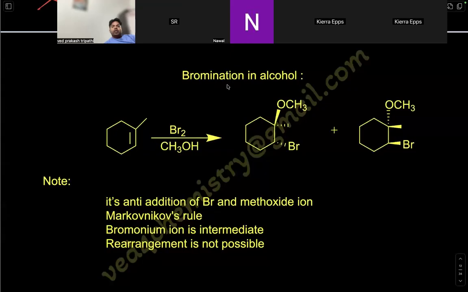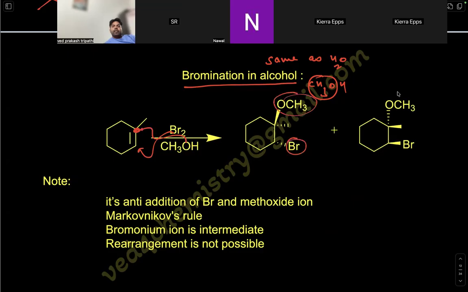Next, bromination in alcohol. Same as H2O, same as water. But in alcohol, the nucleophile part would be OCH3 and it would attack on the more substituted carbon and Br on the less. You can see. And again they have opposite, means OCH3 on the wedge, Br on the dash. OCH3 on the dash, Br on the wedge. Anti-addition of Br and methoxide and Markovnikov's rule, bromonium ion is intermediate, there is no rearrangement. Make sense?